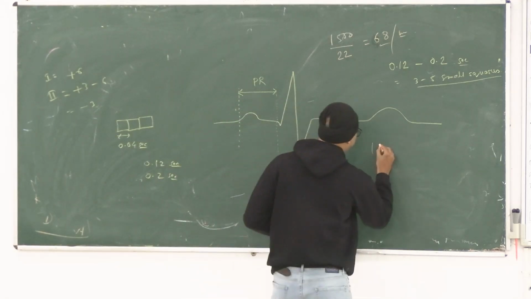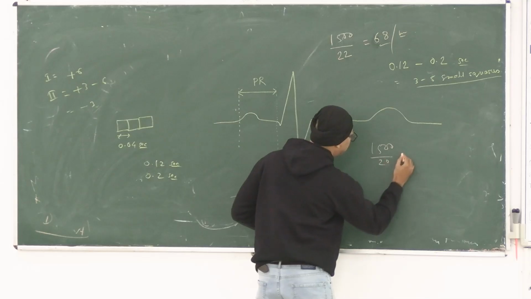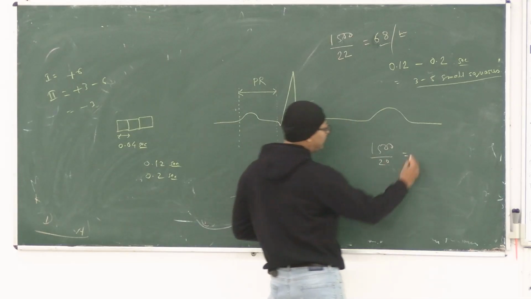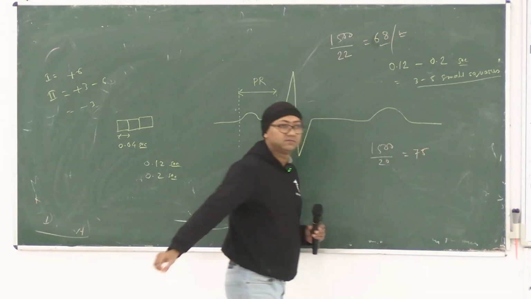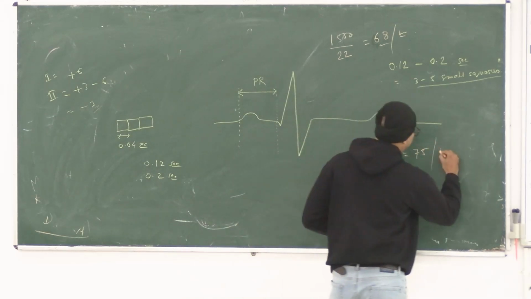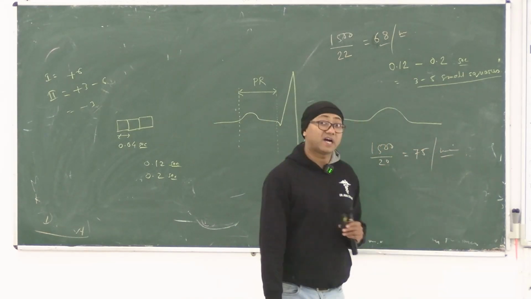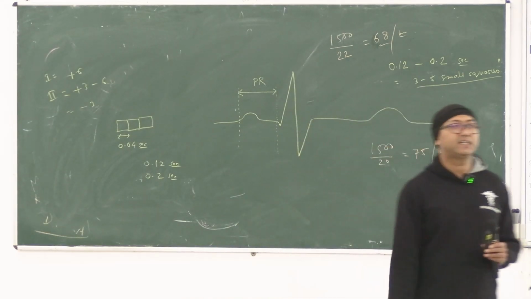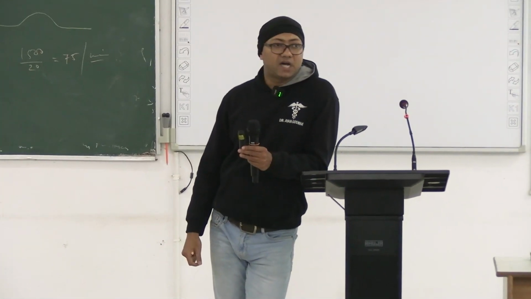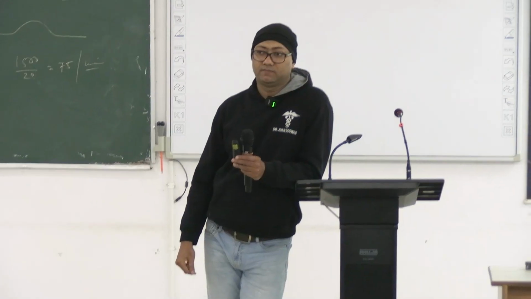If it were 20 small squares, then 1500 divided by 20, that is 75 per minute. Okay, so this is how we determine heart rate from an ECG. Check the number of small squares between two adjacent R waves, or measure the RR interval in terms of small squares, and 1500 divided by the number of small squares gives you the heart rate. Okay, and do it from lead 2, convenient.